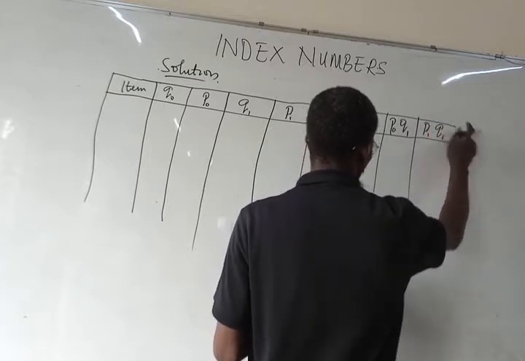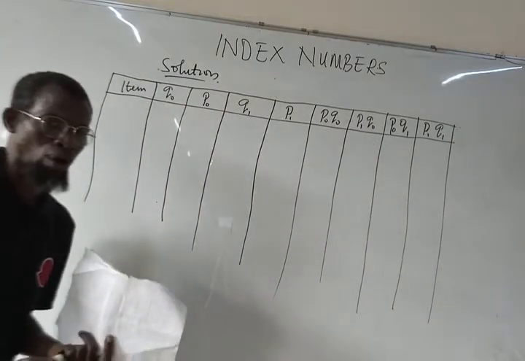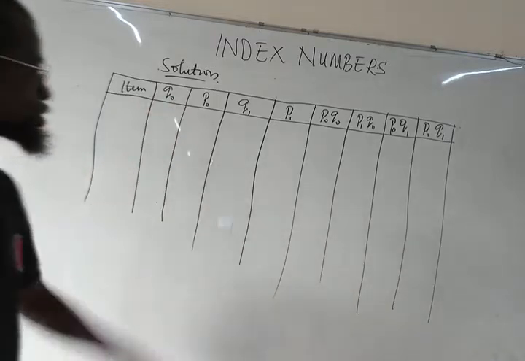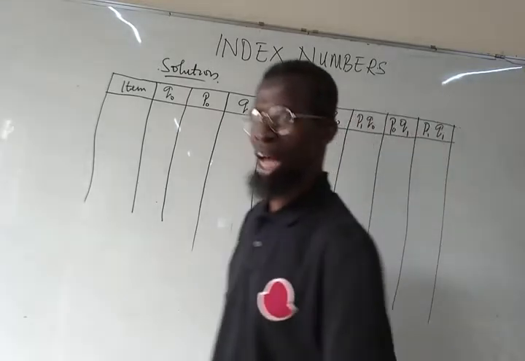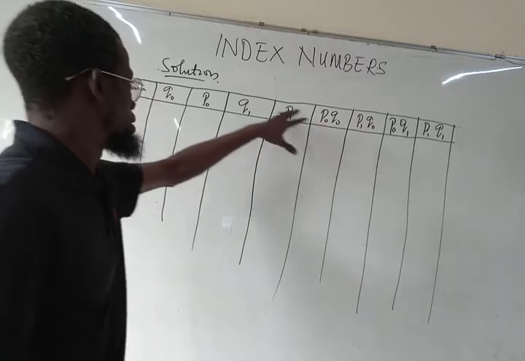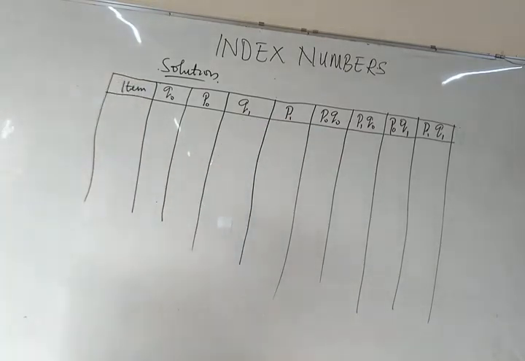We have this column because of the other method we want to use. If we look at the first method, actually we just use Q0 and P1. But because we have other methods, you can see this one is needed. You will see. Let's continue.